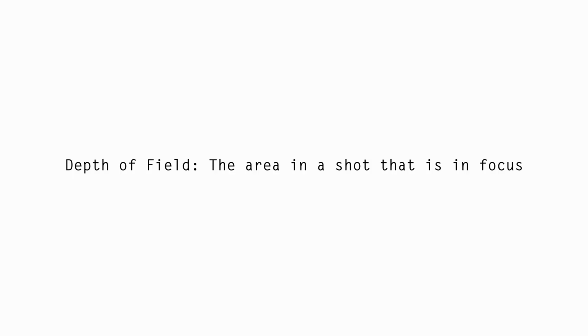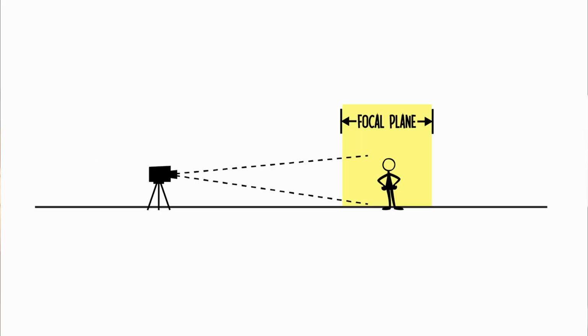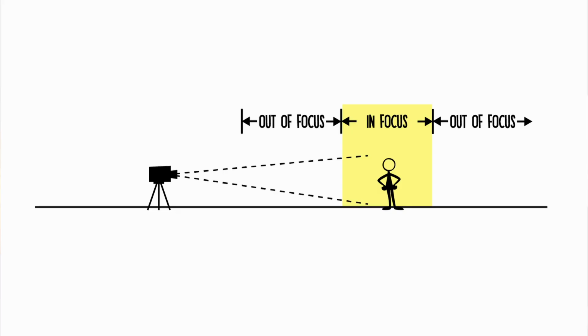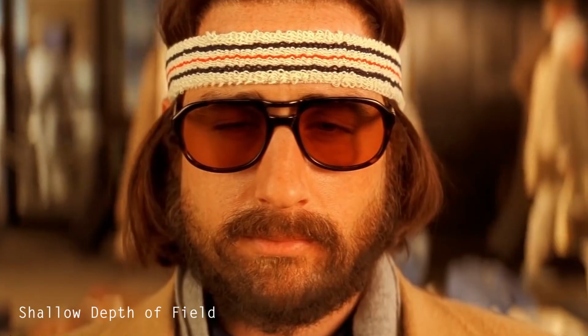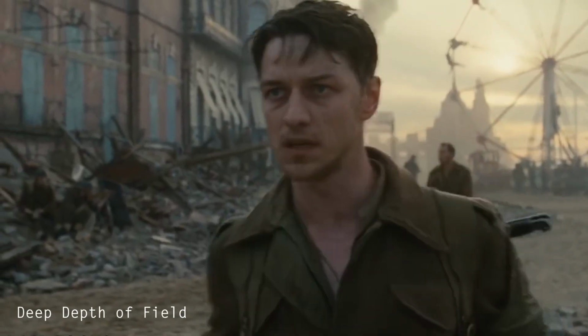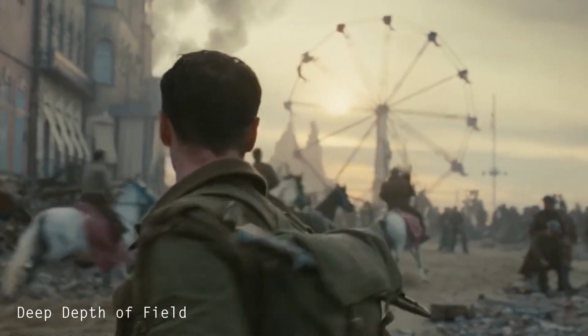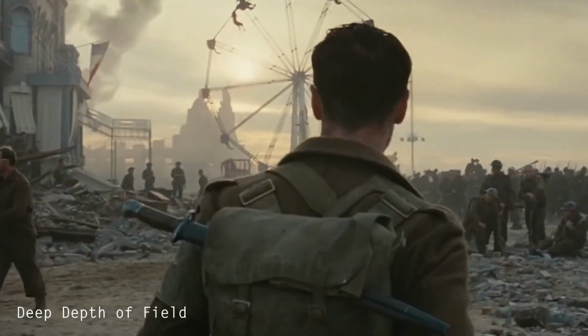Simply put, it's the area in your shot that's in focus. This area is called the focal plane. Anything in front of or behind the focal plane starts to blur out. If the focal plane is really small and only a little area is in focus, we call that a shallow depth of field. A large focal plane where a lot in the foreground, midground, and background is in focus creates a deep depth of field.